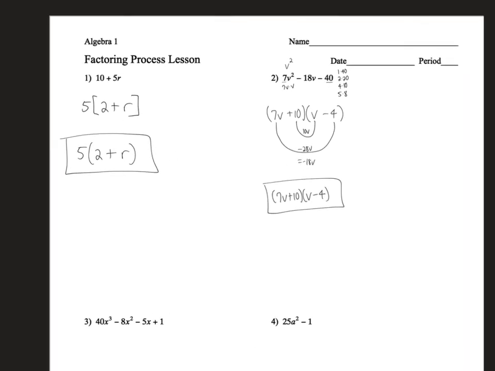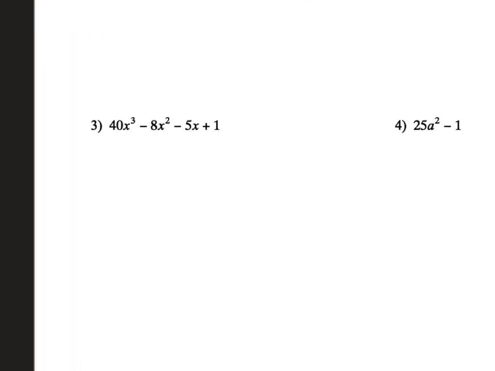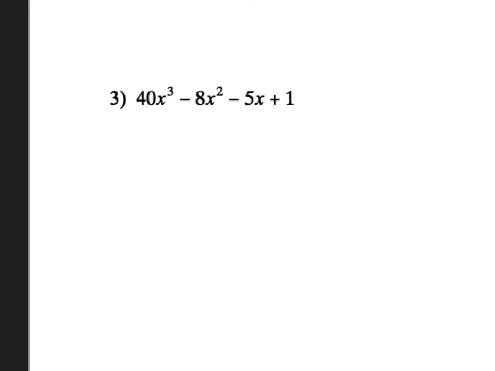All right. Move on to number 3. So we have 40x to the third minus 8x squared minus 5x plus 1. First things first, is there a greatest common factor, or GCF, that goes in all these numbers and variables? No. How many terms do we have here? We have 4 terms. So this is going to be factoring by grouping. So we're going to group it. We're going to check our signs. We got positive and negative. We got negative and positive.